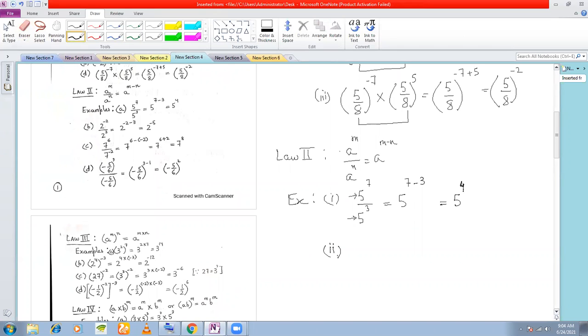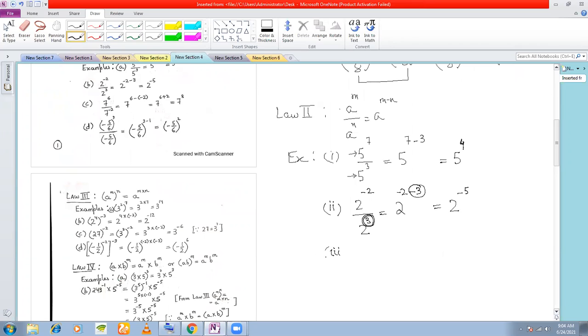Second one is, let's say, 2 to the power of minus 2 by 2 cube. Here we have 2 to the power of minus 2, and this 3 is the power in the denominator. So you subtract 3. The sign of this will change: if this is in the denominator, the sign changes from plus 3 to minus 3. So this is 2 to the power of minus 5.